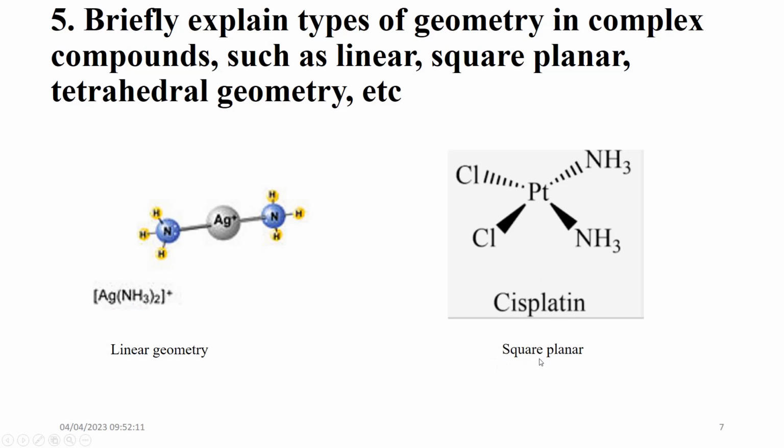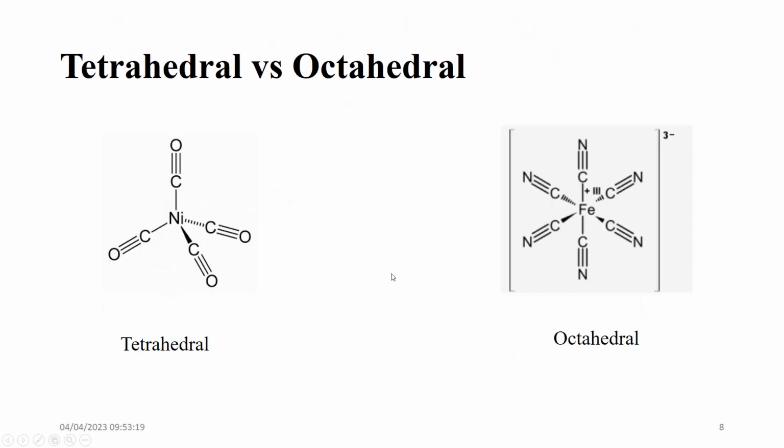Cisplatin is a square planar complex. This is one example of a square planar complex. The way we can explain it is by using hybridization, and you can give examples this way. We have tetrahedral and octahedral. The tetrahedral compound like this one is tetracarbonyl nickel, which has a tetrahedral structure, and its hybridization is sp3. And this one is an octahedral complex, which has a coordination number of 6.